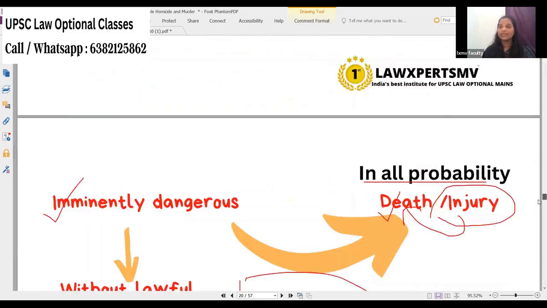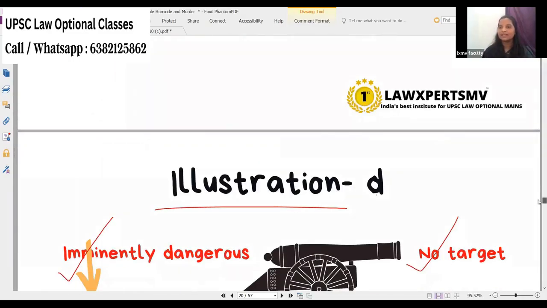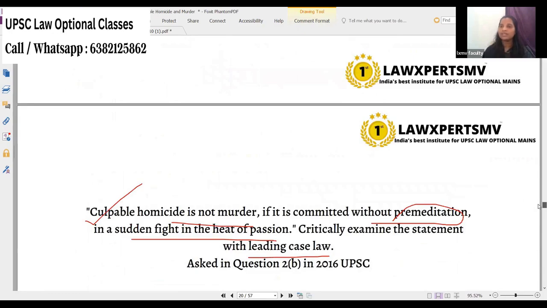But 304 has two parts. First part deals with culpable homicide not amounting to murder, where you have an intention to cause death. So you will be given life imprisonment, or 10 years of imprisonment, and fine. Next is 304 part 2, which is dealing with culpable homicide not amounting to murder. You don't have an intention here, but you have a knowledge, awareness that your action is going to kill the person.